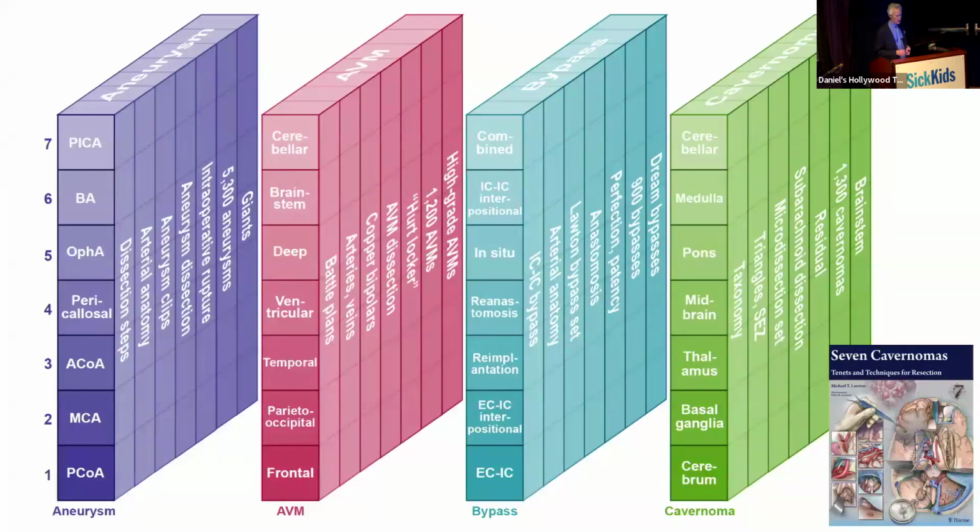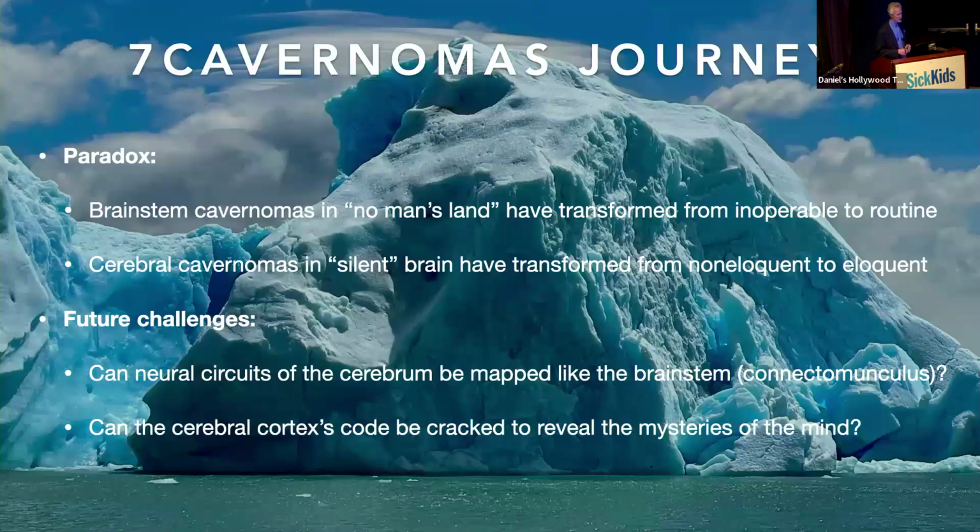And I presented to you this next in a line of taxonomies in the book. But the journey has been amazing. It started off thinking a lot about the brainstem, which was sort of our surgical no man's land, which has become routine. But in the end, it's the cerebrum and the cortical work that really has made the biggest impression on me. That has transformed from this silent area to this truly immensely eloquent area in my mind.